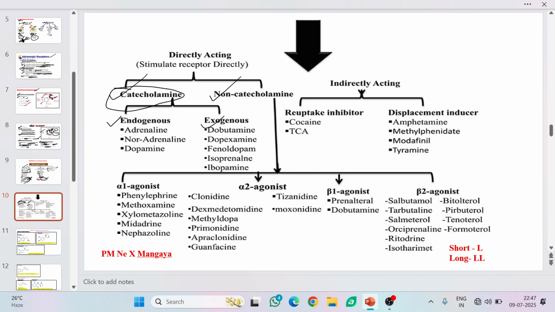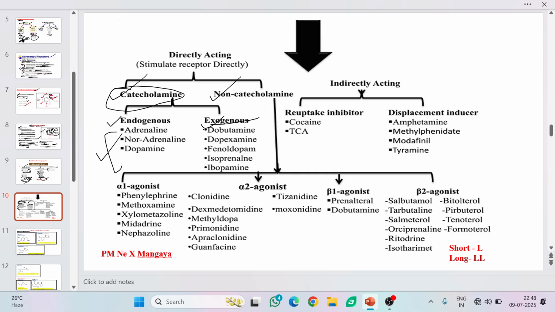Endogenous means endo means inside the body. They are synthesized inside our body. Exogenous means exo means outside. They are given from outside the body. So endogenous are adrenaline, noradrenaline, and dopamine. You simply learn these come under endogenous. Exogenous are dobutamine, dopexamine, fenoldopam, isoprenaline, ibopamine.